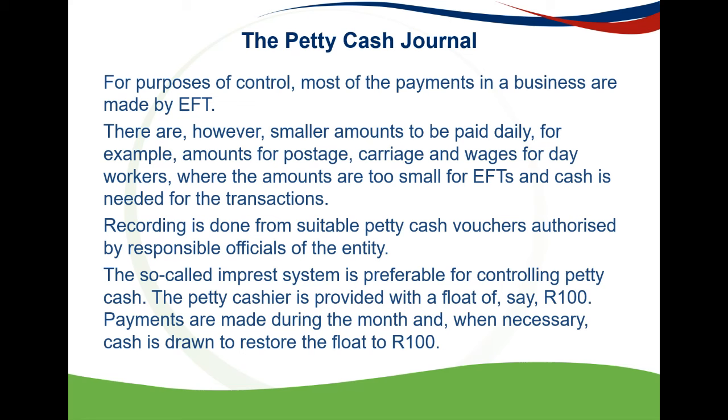If you have only 20 Rand left with you, it means that you have paid out 80 Rand during the month. It can be different transactions, but you gave people 80 Rand, so you are left with 20 Rand. You therefore need to request 80 Rand again to get your float back to 100 Rand. That's basically how it happens.